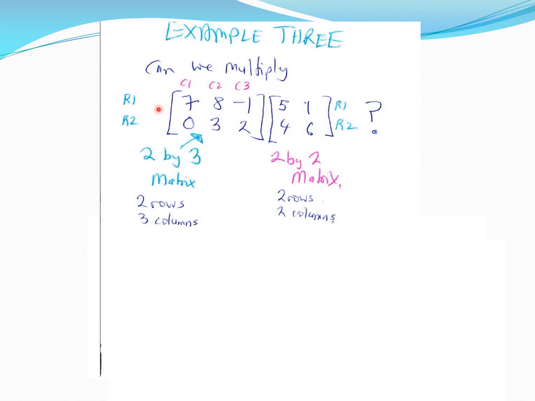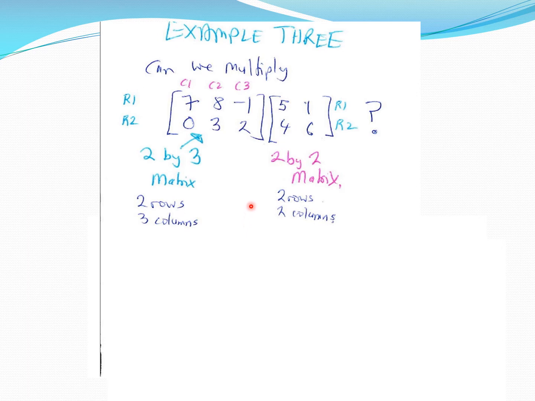Now what happens if you try to multiply row 1 by column 1? What do you notice this time? There are 3 numbers in that row and there are only 2 numbers in the column. So you can't multiply each of the corresponding entries. You can do the 7 by the 5, you can do the 8 by the 4, but there isn't a number to match the minus 1. So those matrices are incompatible for multiplication. So we can't multiply them.